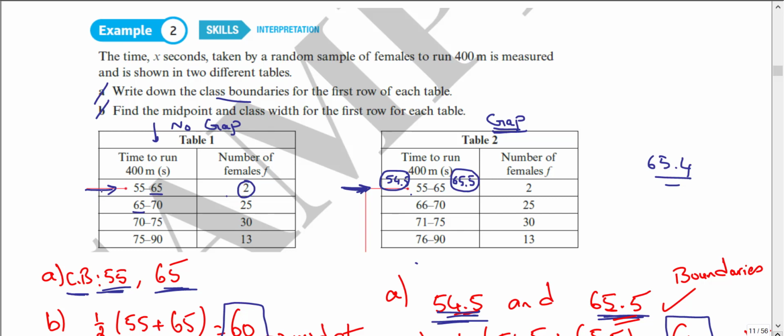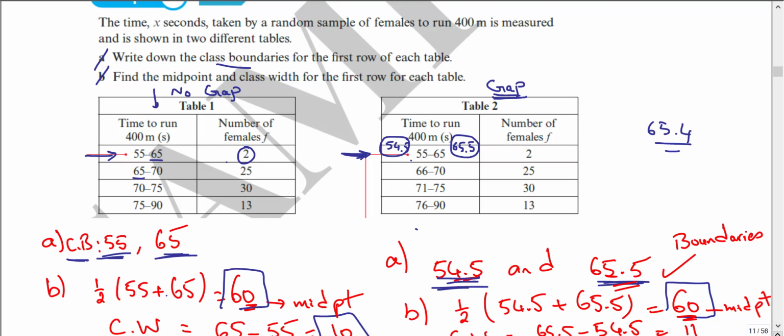To get the midpoint, it's very simple. You add them together and then divide by 2. Yes, you add them together and you divide by 2, same thing as adding them together and multiplying by half. So the midpoint would be what here? 60. Of course, you're adding what?